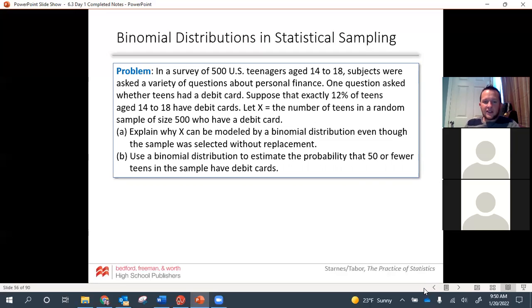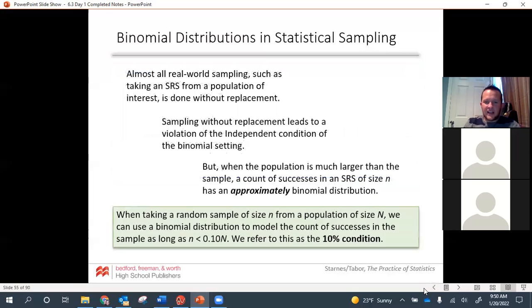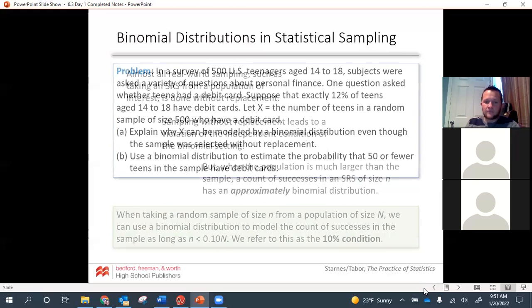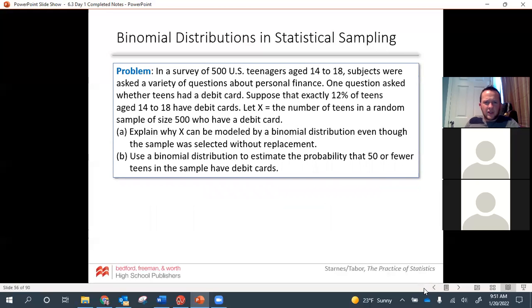Okay. So I is independent. Technically, we're asking people without replacement. So is that independent? No. But what we learned on this last slide was as long as our sample is less than 10% of all of the population, we're okay. So who is our population? US teenagers. Okay. We asked 500. Is that less than 10% of all teenagers?